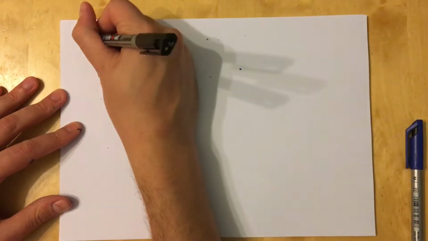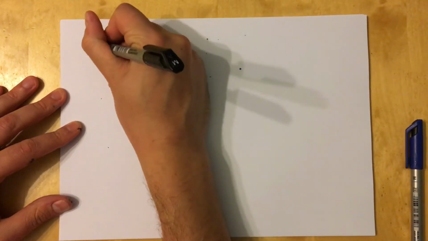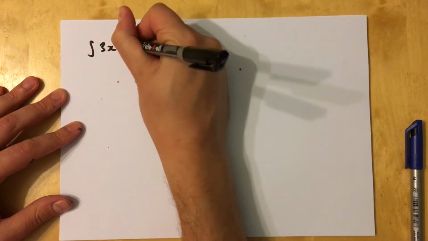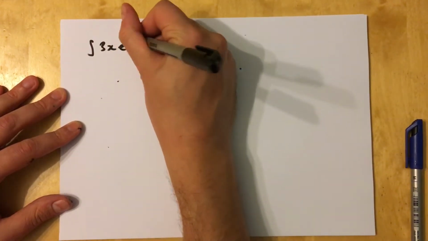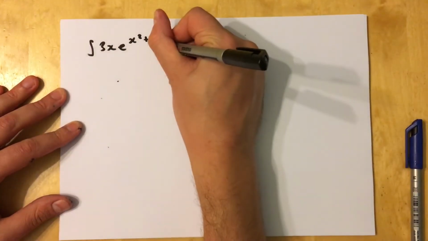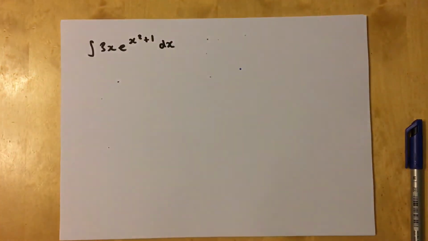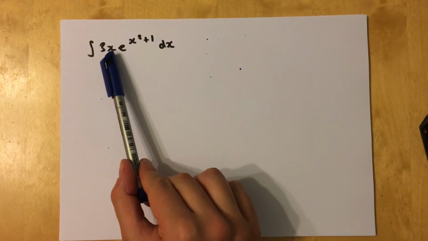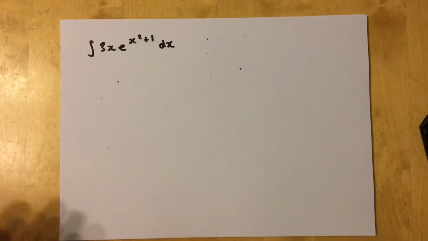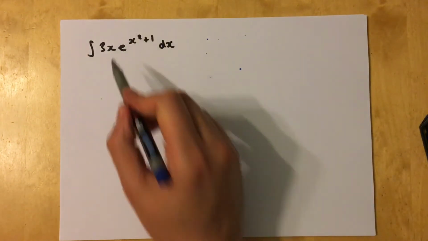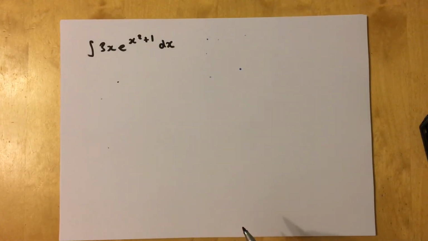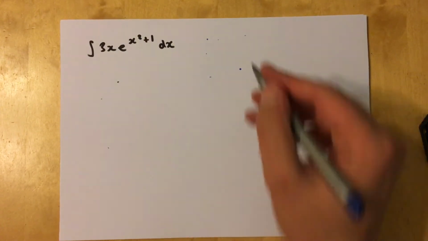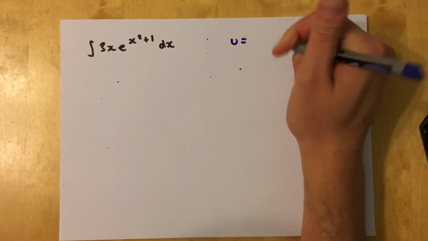Okay, so we're going to integrate 3x e to the power of x squared plus 1 with respect to x. So same as last time, if we think about the form of this, we've got k f dash of x e to the power of f of x. So this is my inner function. I think when I did these examples in the last video, I liked x squared plus 1 being the inner function, didn't I? So we have u equals x squared plus 1.